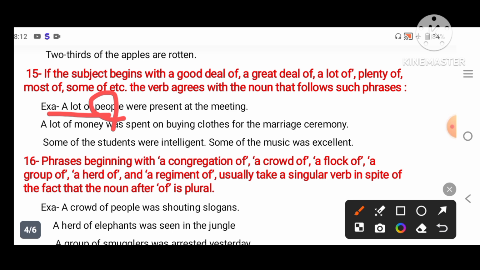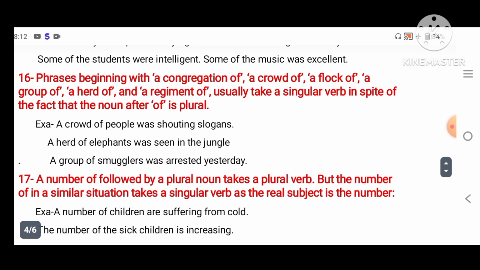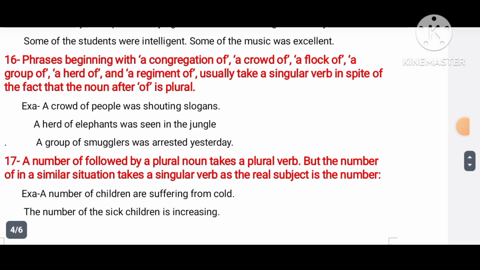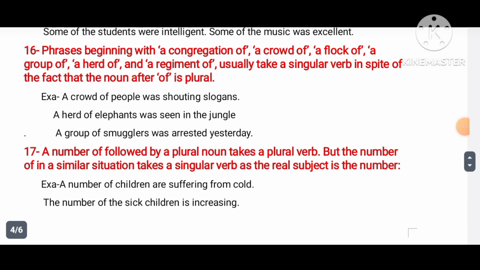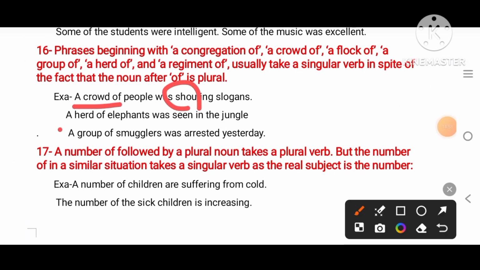Okay, so the phrases beginning with a congregation of, a crowd of, a flock of, a group of, a herd of, a regiment of usually take the singular verb in spite of the plural. Look at this: a crowd of people was. A herd of elephants was. These are the group words. So always we take the singular verb here.